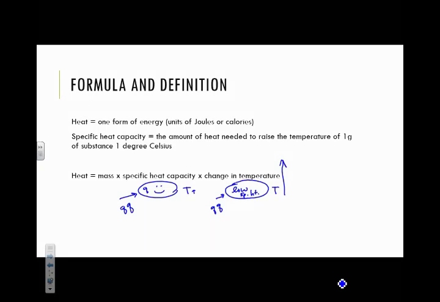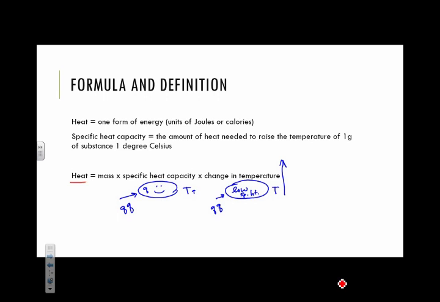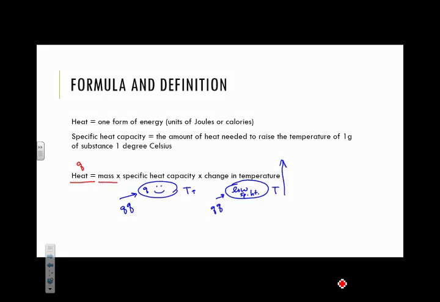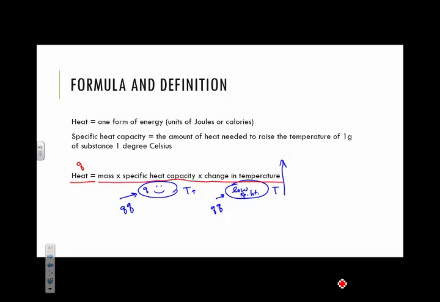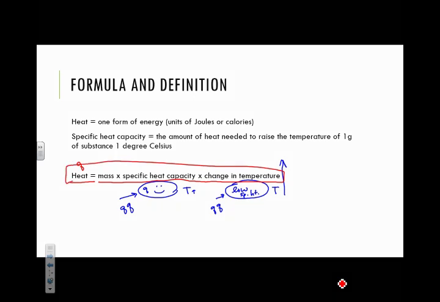So our formal definition then is shown right here. Heat, which is often written as Q, is equal to the mass of the substance times the specific heat capacity times the change in temperature. There we go.